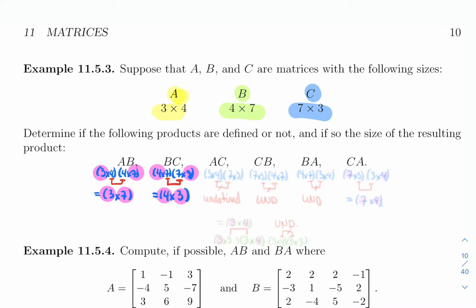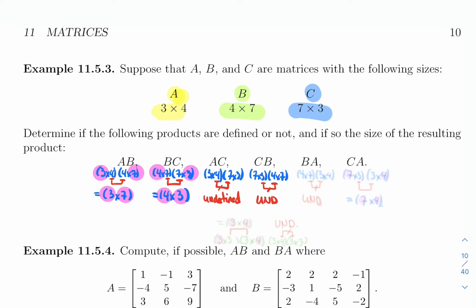A times C. If you look at A times C, A is a 3 by 4 still, C is a 7 by 3, and now you can see that the inner numbers are not the same. So because they're not the same, this is undefined. C times B. So C is 7 by 3, B is a 4 by 7, and now again the inner numbers are not working, so this will again be undefined.